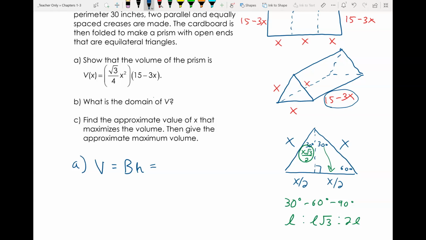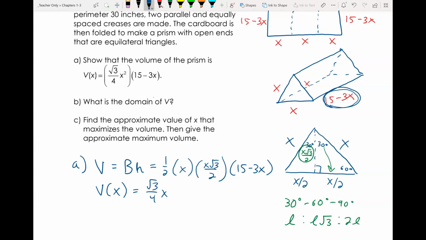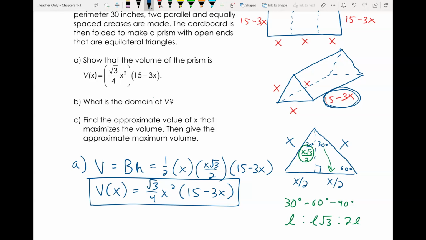All right, so the volume is the area of the base, 1/2 base times height, times the height of the prism, 15 minus 3x. We can see that again in the picture up here. If I simplify that, I get V as a function of x is, okay, in the denominator I only have a 4. The numerator, x squared root 3, so root 3 over 4 x squared, sure enough, times that 15 minus 3x. And that's my volume as a function of x.